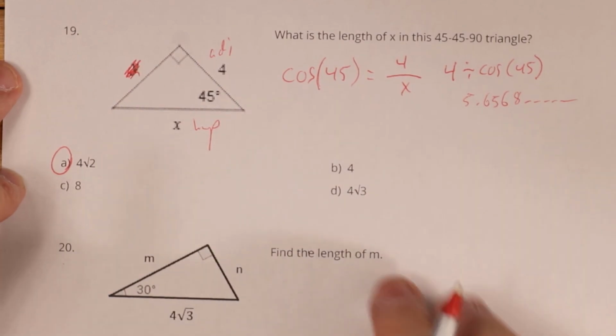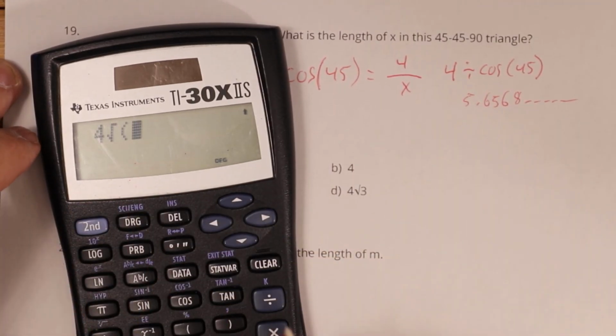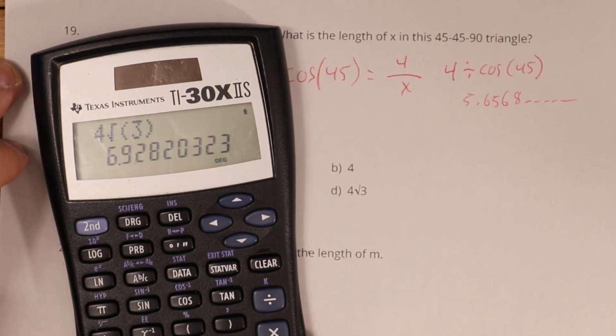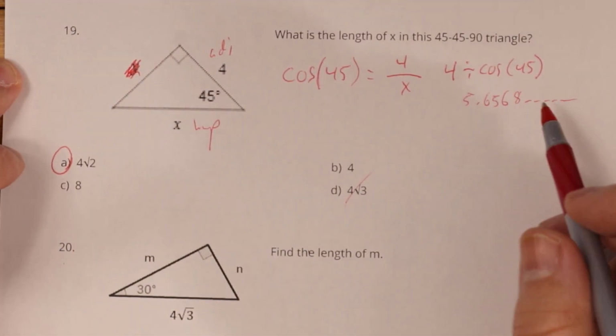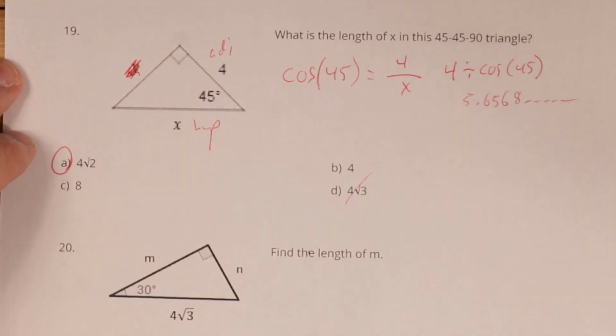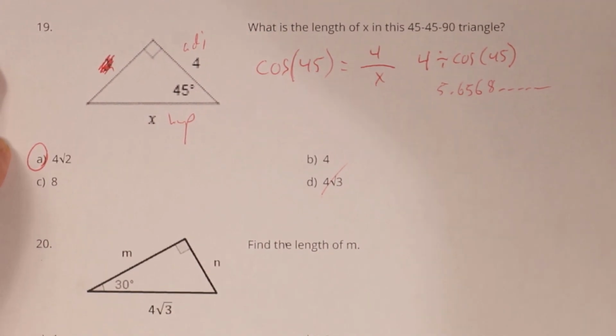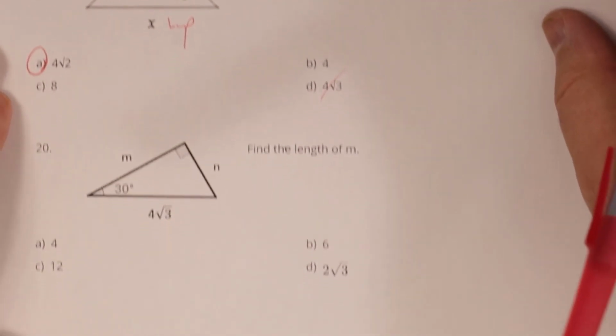If I would have guessed this one first, I would have put this in the calculator: 4 square root of 3. 6.928, and I'd compare it. Nope, that's not the same. That's how I know it's not this one. But if you can remember those special right triangle rules, it will be much faster and much easier once you memorize or understand them, and you can use your notes when you're doing these problems.